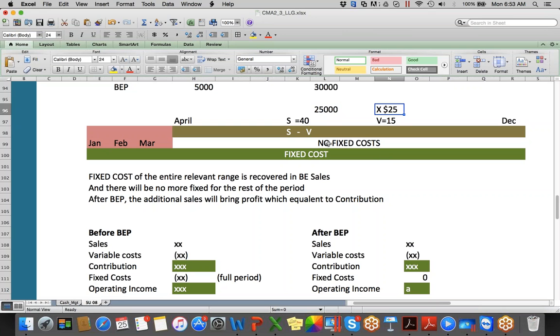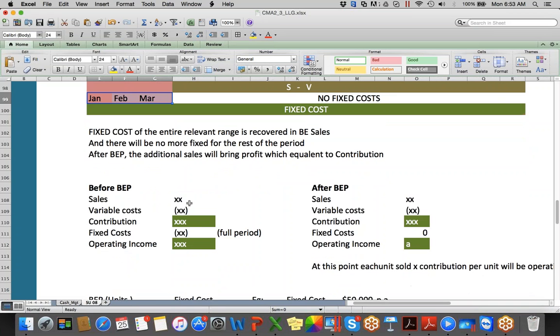Straight profit. Why? Because entire fixed cost of this year, 1 year, is recovered from the sale of 3 months. In other words, we will not have any fixed cost yet to be recovered from April to December. It is already been taken care from the sale of these 3 months. Okay, so that's what I mentioned here. Fixed cost of the entire relevant range means this 1 year period is recovered, and there will be no more fixed cost in this period.